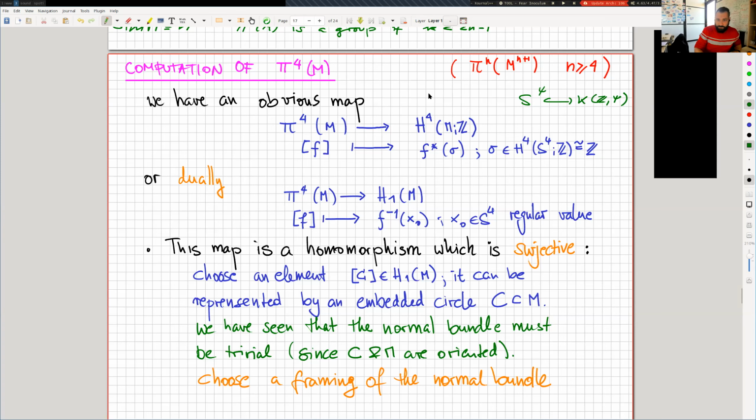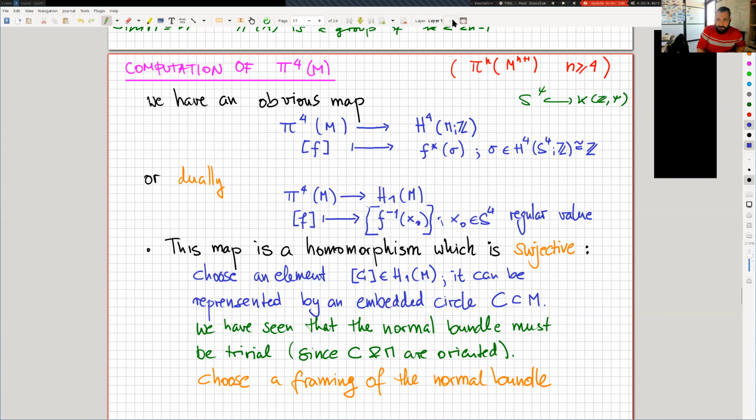Maybe I should put here some brackets. So you have a one-dimensional submanifold here, an oriented one-dimensional submanifold in M, and you can take the corresponding homology class. And this is independent of the choice of x0. If you choose another regular value different from x0, then you end up with a homotopic map to F. And this is not that difficult to picture.